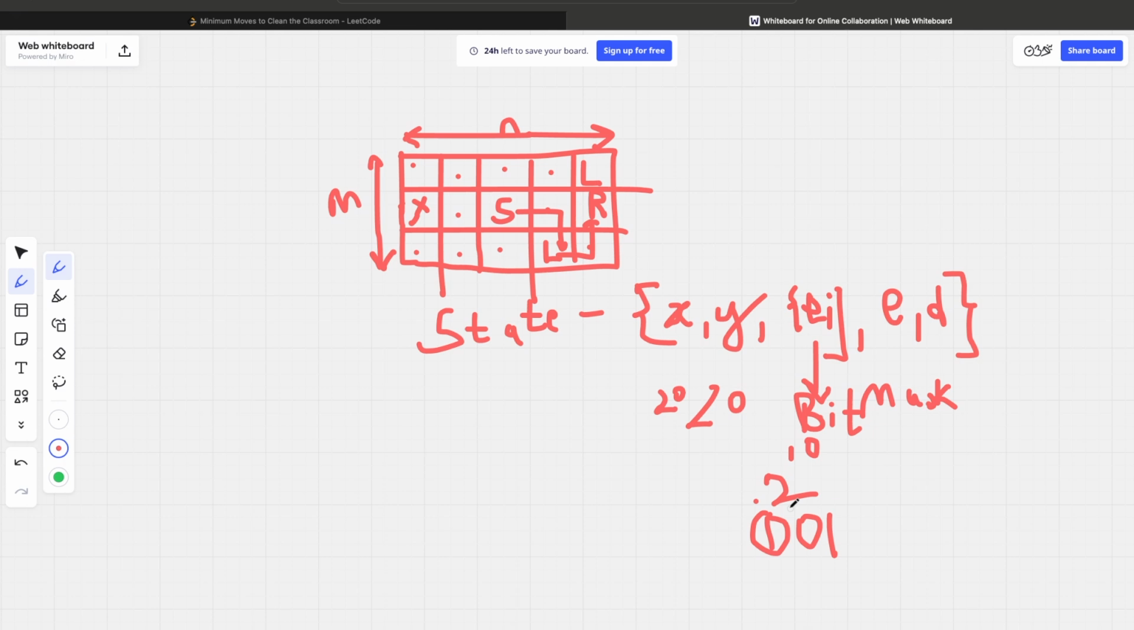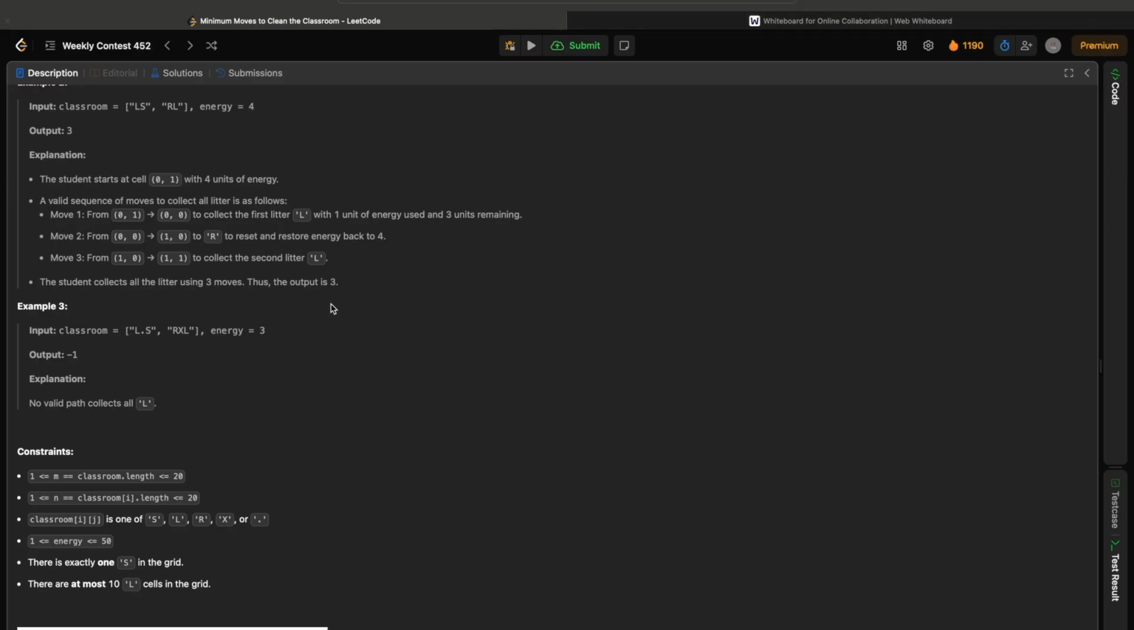If it has been collected, it will be 1. If it is not, then 0. So bit mask plays a vital role here, and it's very good. 2 to the power 10 will be, because 10 is basically the number of litters. So 2 to the power L. And what E have they given?